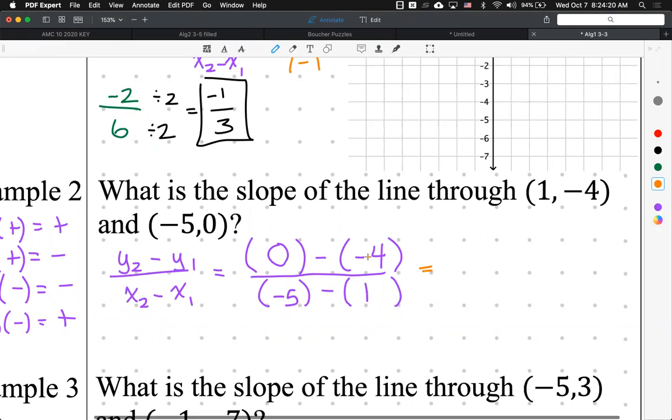The top, a negative times a negative is a positive. So I have a +4. The denominator, I'll have to be careful. Another way of thinking of -5 minus 1 is -5 plus a -1. You can always keep change if you're confused about what's going on.